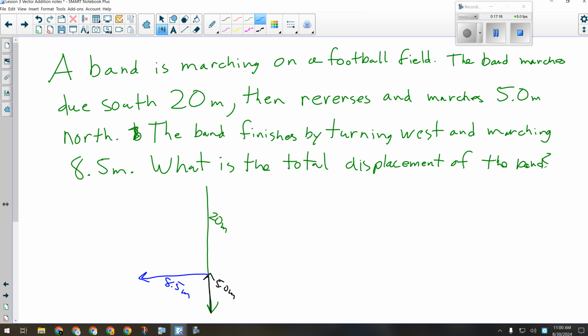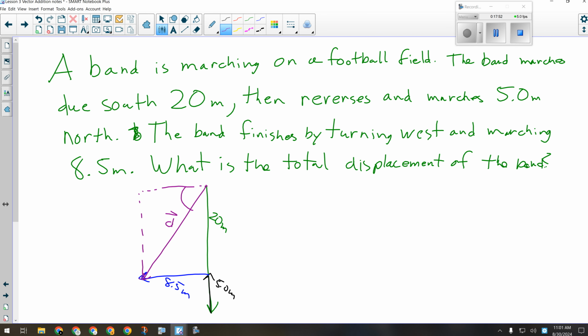Where would I draw an arrow or a line that represents the band's total displacement? From the top of the 20 meter to the end of the 8.5. Right. This is their final position. This is their initial position. So I could draw a triangle this way or back over top of my other lines. I don't like to do that because it looks kind of busy. So there's going to be my total displacement. I know that the band ended up going somewhat west and somewhat south over the course of this trip.